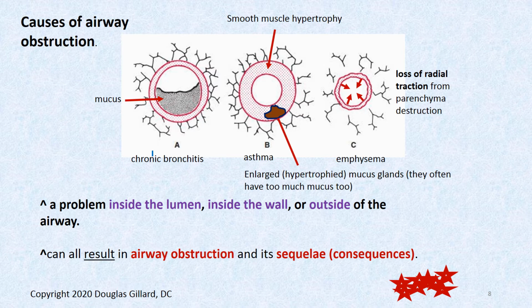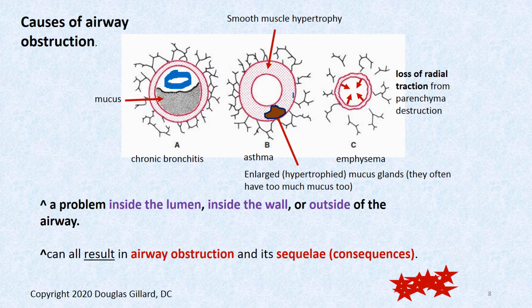So here's an example. Chronic bronchitis is a perfect example of stuff inside the lumen. So here's a bronchiole. Could be a bronchiole. It could be a bronchus as well. But here we have really thick and sticky mucus that is inside this tube. And obviously the air can only get through this part. So the patient would have trouble breathing, right? Cystic fibrosis can do that as well.